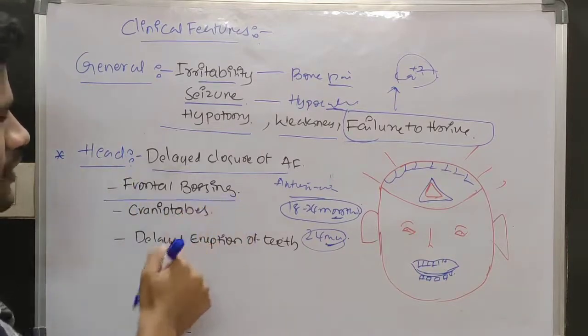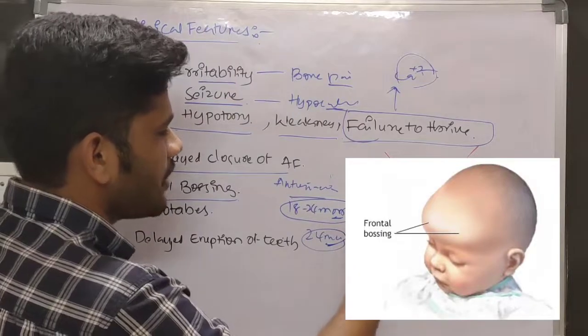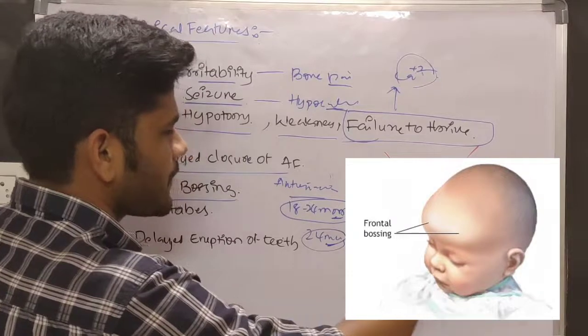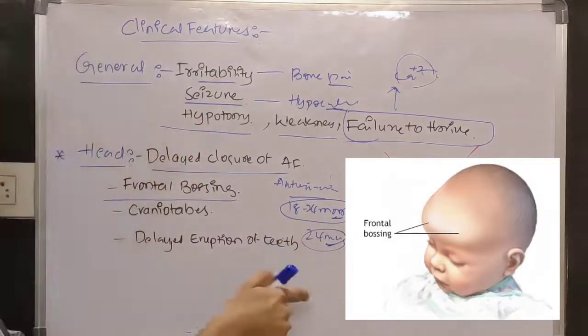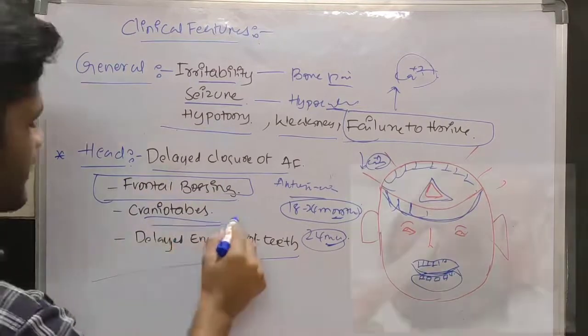And also the frontal bossing. The frontal bone will protrude out like this. It will come out like this. So I can show one picture here. You can see the clinical picture of the frontal bossing. So the craniotabes.